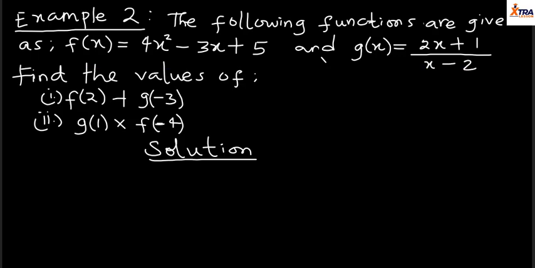Welcome guys. So we'll be looking at another example today on basic functions. In this example, the following functions are given as f of x equals 4x squared minus 3x plus 5 and g of x equals 2x plus 1 over x minus 2. Then we are told to find the values of: figure 1, f of 2 plus g of minus 3; figure 2, g of 1 times f of minus 4.